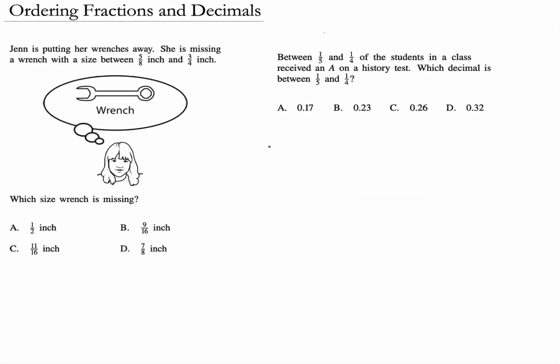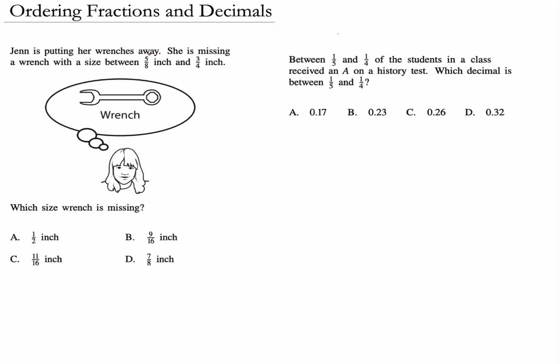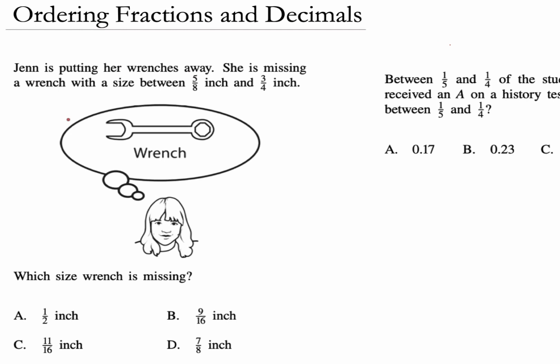All right, last but not least, we have some other types of questions you may see. I'm trying to give you a variety of what you may see when it comes to ordering fractions and decimals. So I have here Jen is putting her wrenches away. She is missing a wrench with a size between 5/8 inch and 3/4 inch. Okay. And then they say which size wrench is missing.